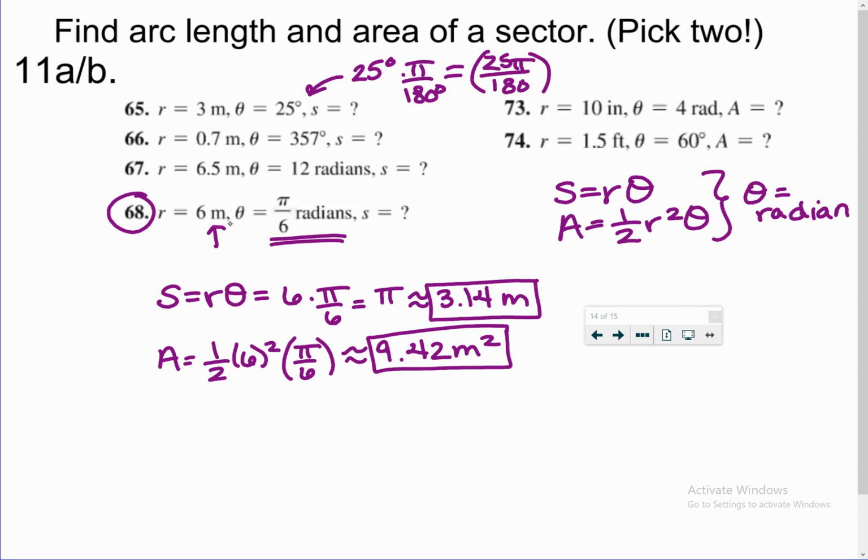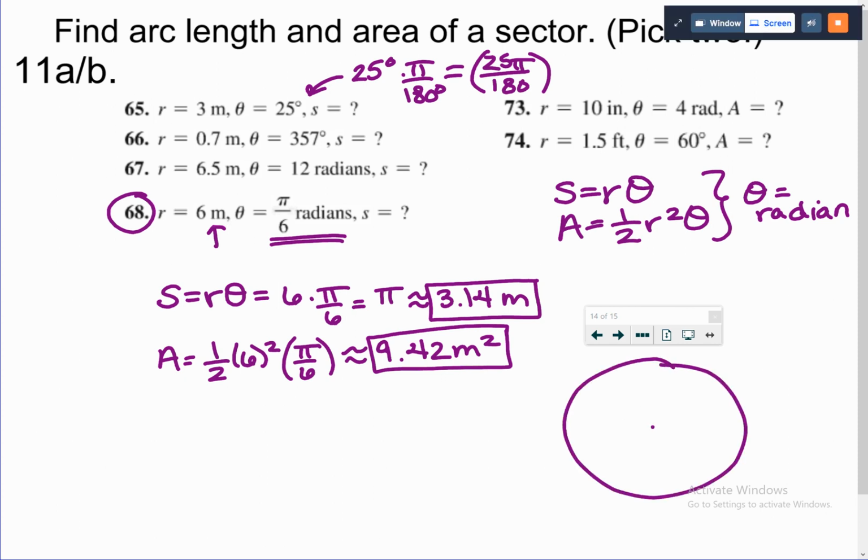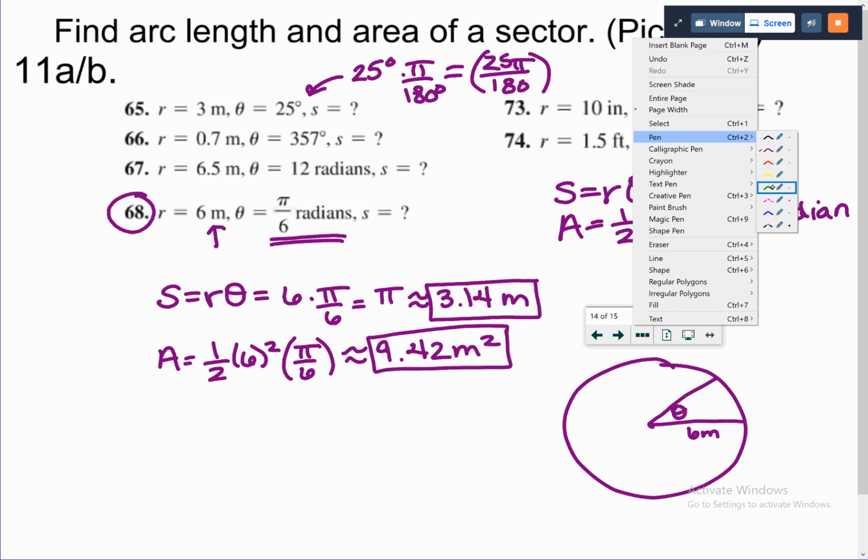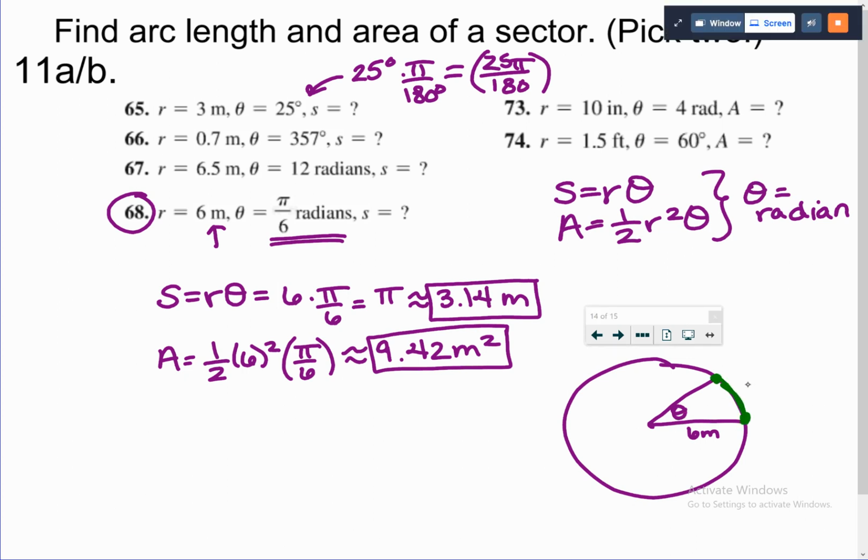So what is 6? That's r, our radius. If I were to draw this, my radius is 6 meters, and my central angle, theta, is pi over 6, so about 30 degrees. That's not super drawn to scale. But what you're finding here is two things. You're finding this distance s, between the initial and terminal side of that angle where it intersects the circle. And then the area of this little piece is A, the area of the sector. That's what we're solving for. So part A would be finding s.